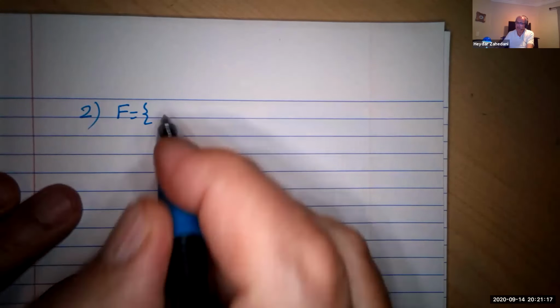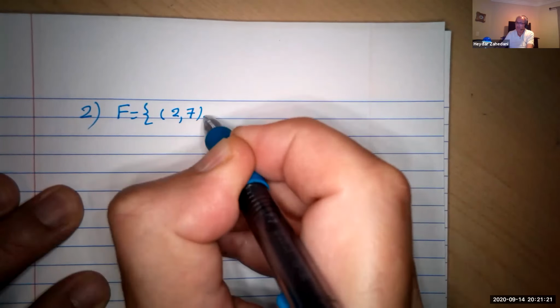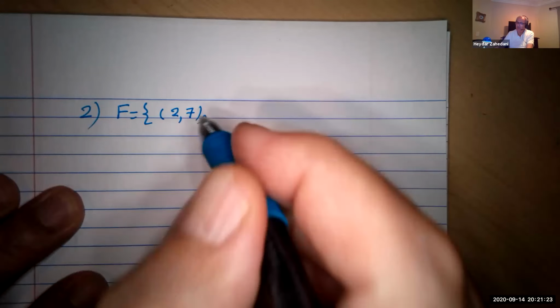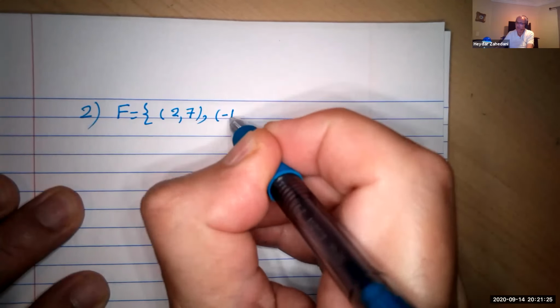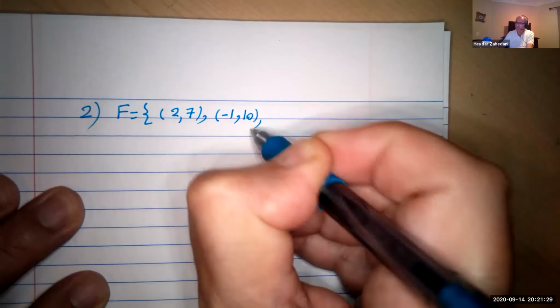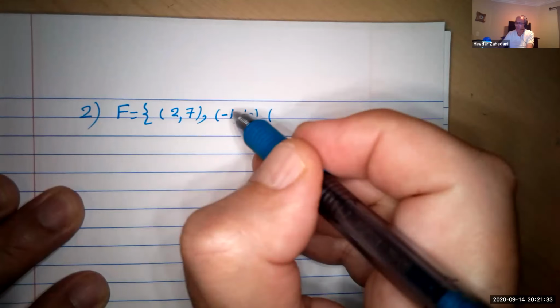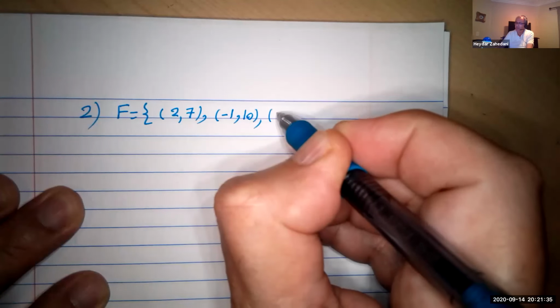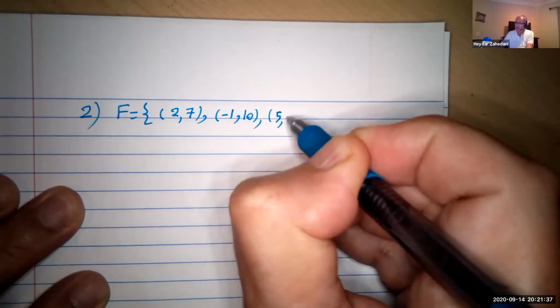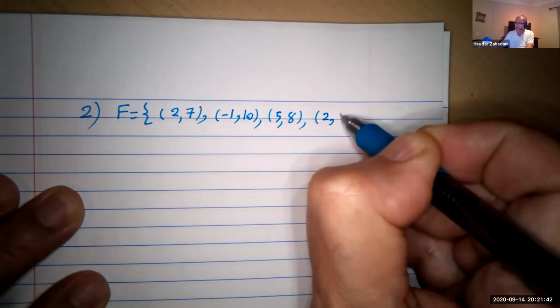And you are going to have, let's say, (2, 7). Okay, we have a (-1, 10). And we have something like (5, 8). And then we have (2, 1).